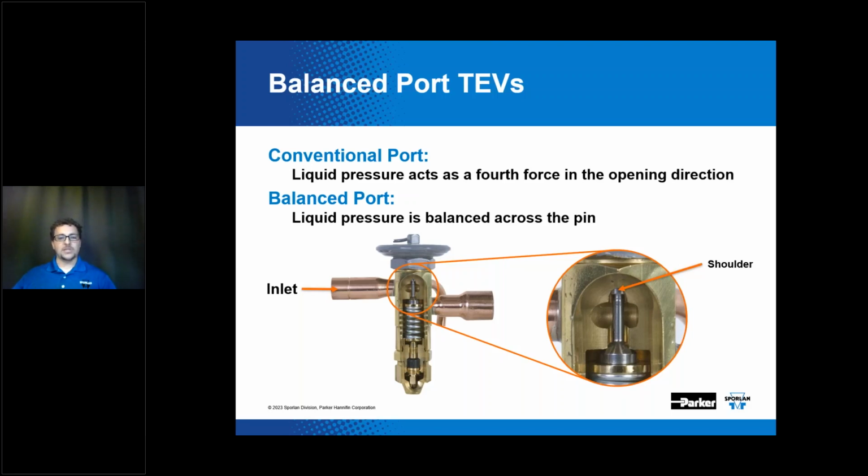So what I'm saying here, if you look at that picture, your liquid coming into the valve is going to be pushing up on that shoulder, which is attempting to close the valve with the same amount of force that it's attempting to push down on the top side of that pin. So you've basically neutralized that fourth pressure, or that fourth force that we talked about. So I am highly recommending the use of a balance ported TEV over a conventional port.